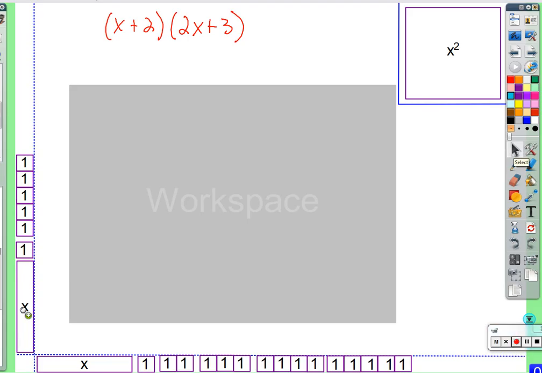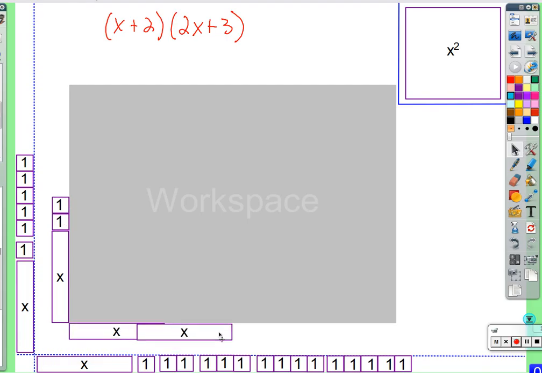Okay, it's looking better and better. X plus 2, so this is x, and plus 2 would be 2 of these. Then x, and another x, that's 2x, plus 3, so there's 3. Okay, make sense? There's a little bit of confusion there.